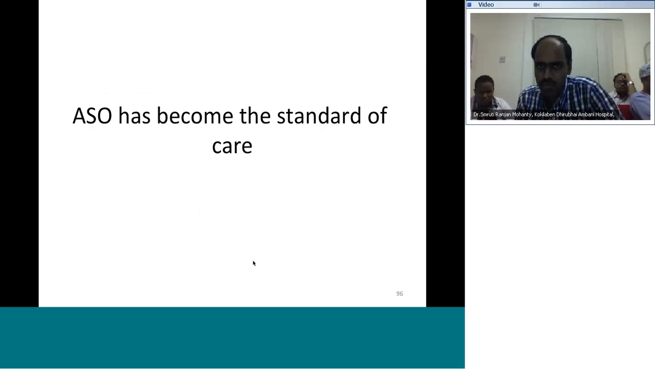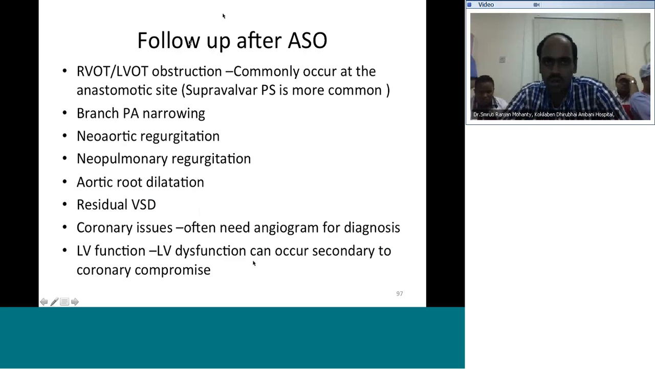Arterial switch operation has become the standard of care now. In the follow-up after arterial switch operation, you have to look at LVOT and RVOT obstruction. It is very common to have supravalvular pulmonary stenosis, branch pulmonary artery narrowing, neo-aortic regurgitation and neo-pulmonary regurgitation.